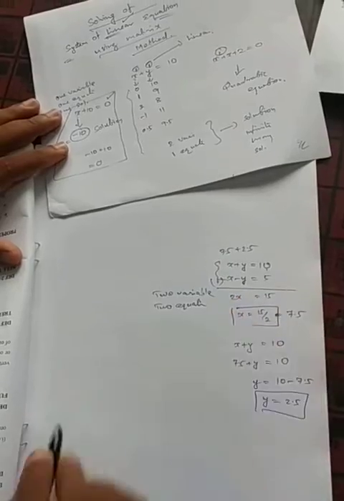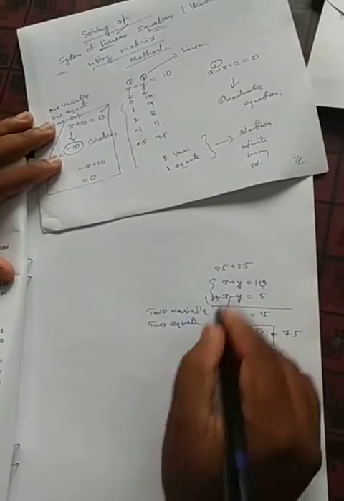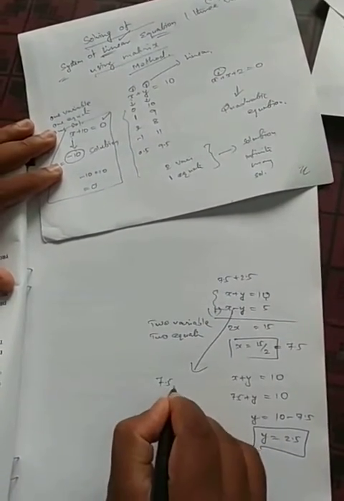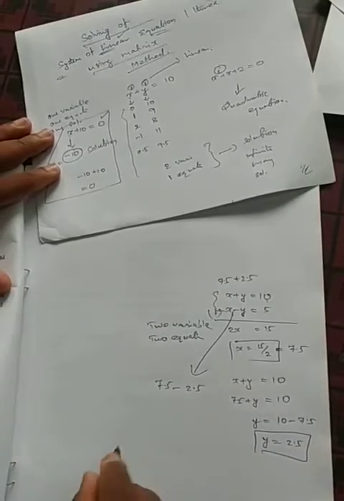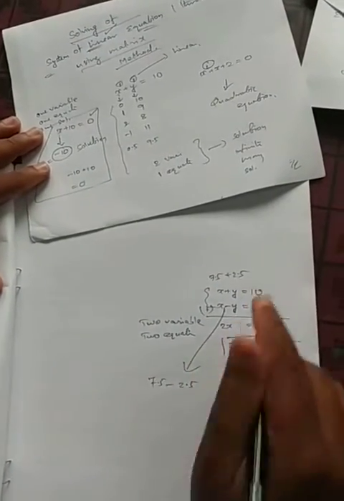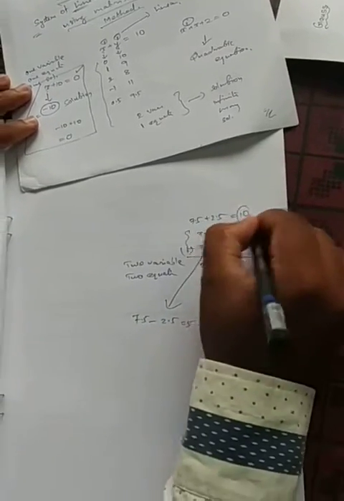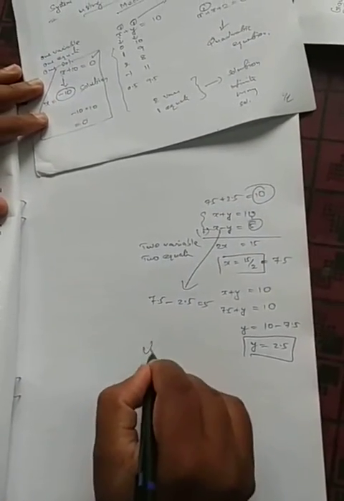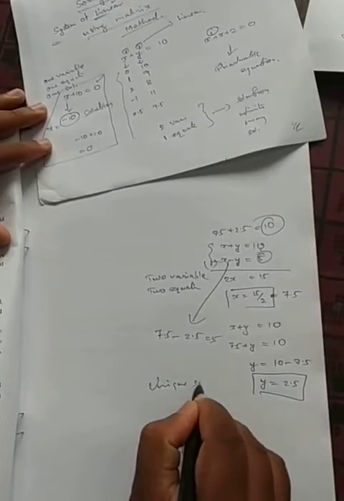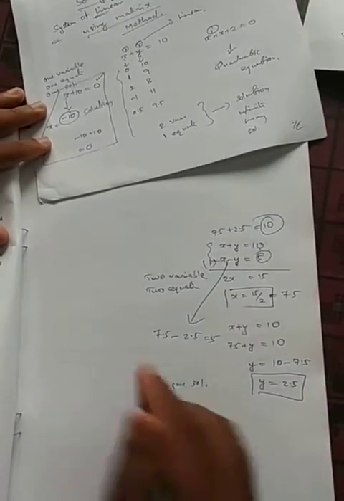Add it. If you add, what is the answer? It's coming 10. Substitute in this equation: x is 7.5 minus y is 2.5. Subtract it. What answer are we getting? 5. Here we are getting 10. So that means it has a unique solution. Only one solution is nothing but unique.